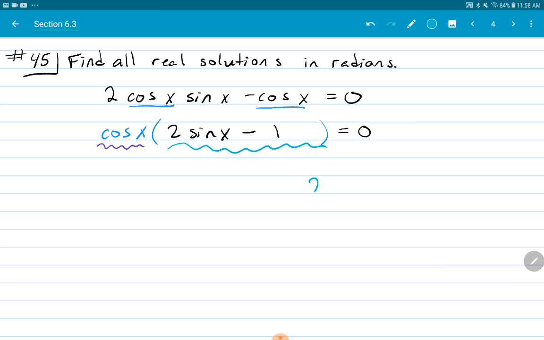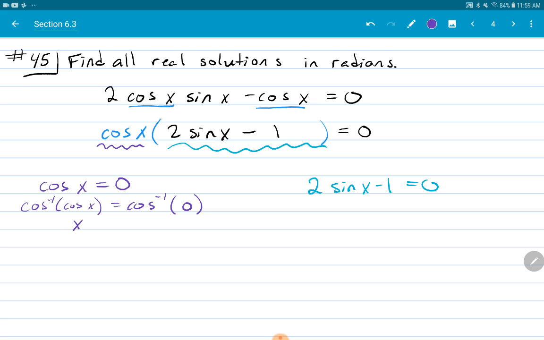So I'm going to set up two equations. 2 sine of x minus 1 equals 0, and cosine of x equals 0, and just solve both of them. Those are two different possibilities for x. So taking the cosine inverse of the left gives me x, so I'll do the same thing on the right. Cosine inverse of 0. I look at my unit circle.